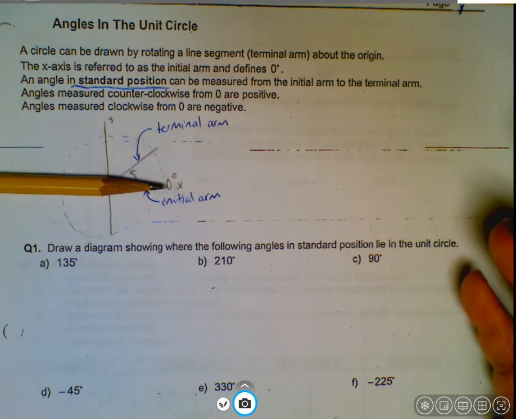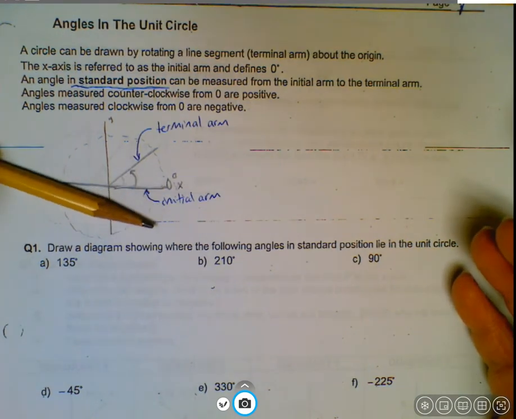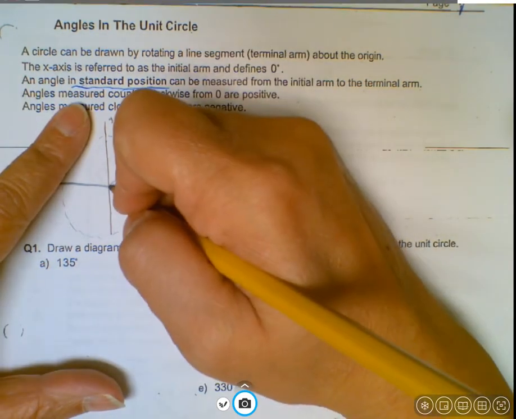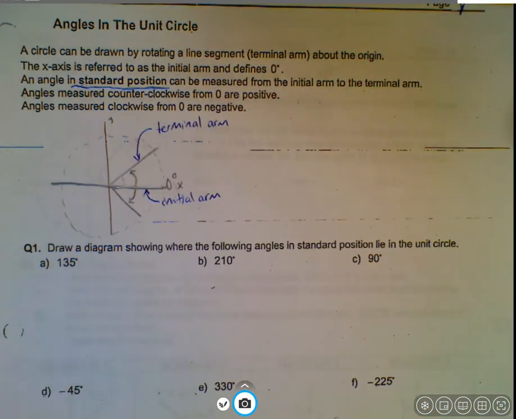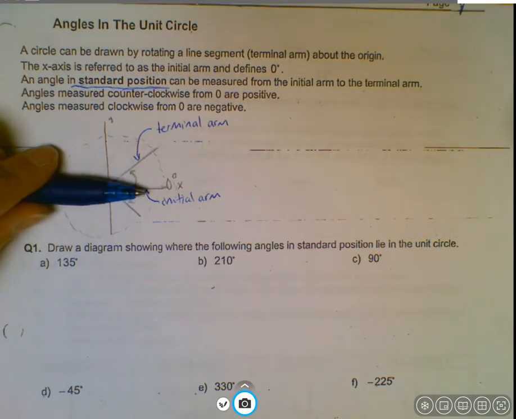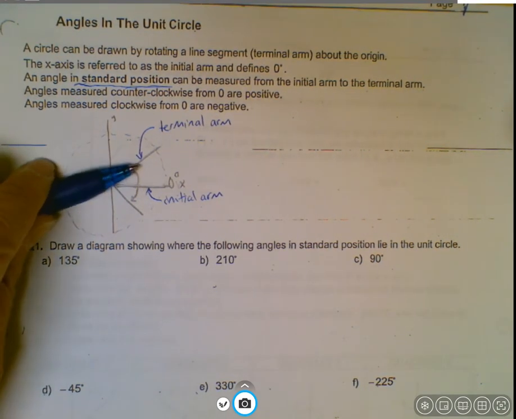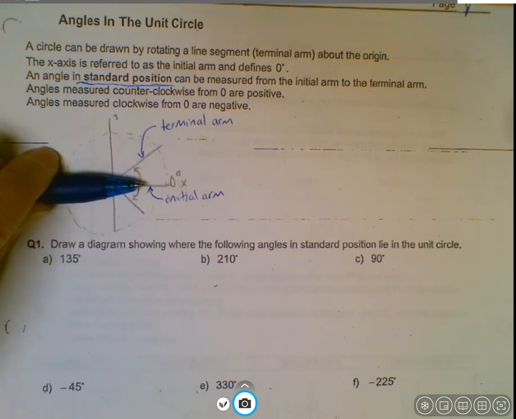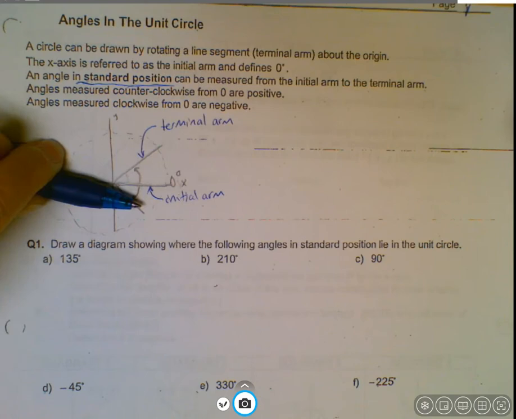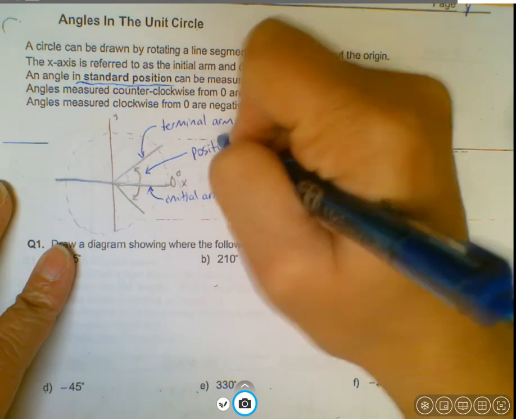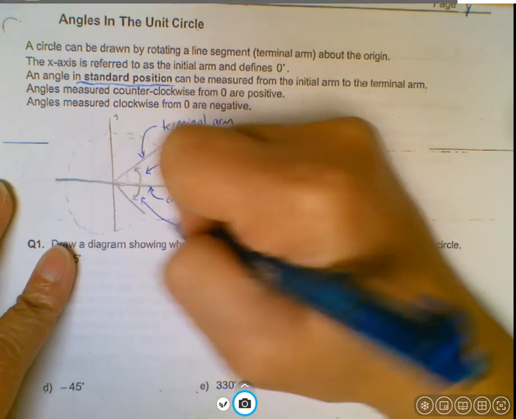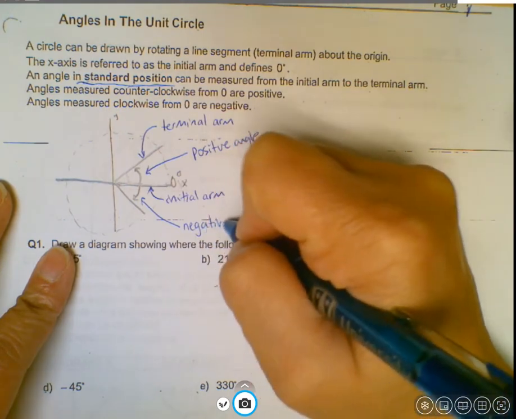Now, the next line says angles measured clockwise from 0, so in this direction, are negative. And we've never seen that before. We've never seen angles that are negative. It means if I measure the angle this way, I'm going to get a negative number. So let's say 45 degrees is going to be in this direction. Negative 45 degrees would be in this direction. I'm just going to write over here: this is a positive angle, and this one over here is a negative angle.